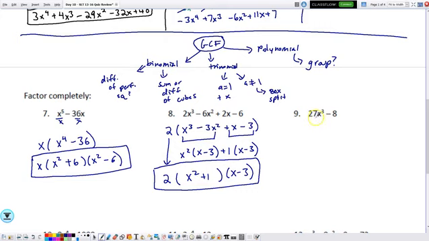No, nothing divides evenly into 27 and 8. Is it a binomial, a trinomial, or a polynomial? It's a binomial. So is this the difference of perfect squares or the sum or difference of perfect cubes? It's perfect cubes. So the question we're going to ask ourselves is, what is being cubed? What cubed gives us 27x cubed? 3x. What cubed gives us 8?